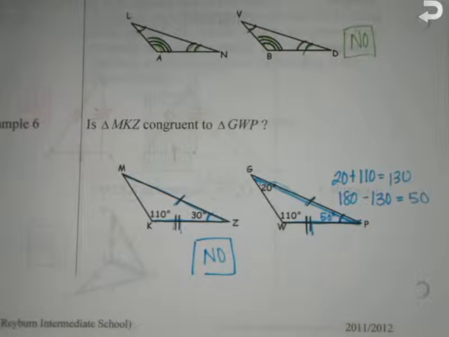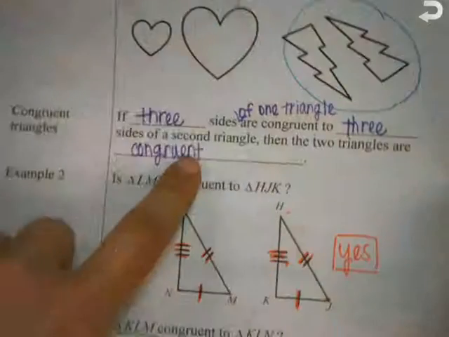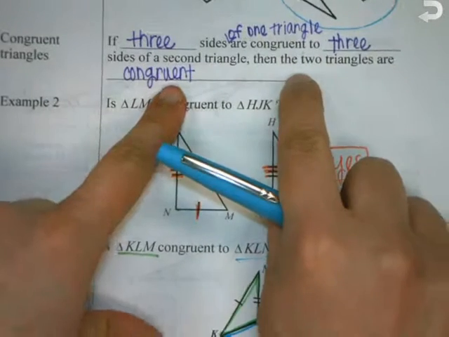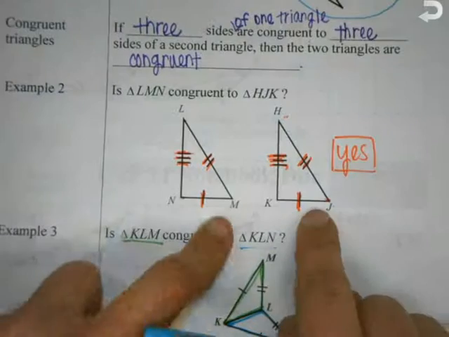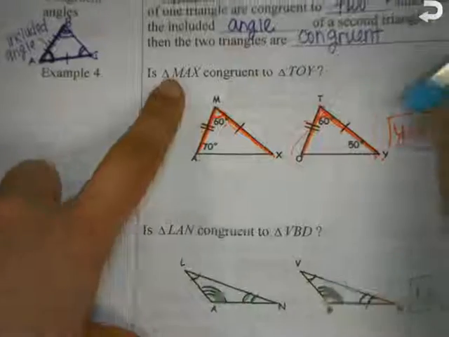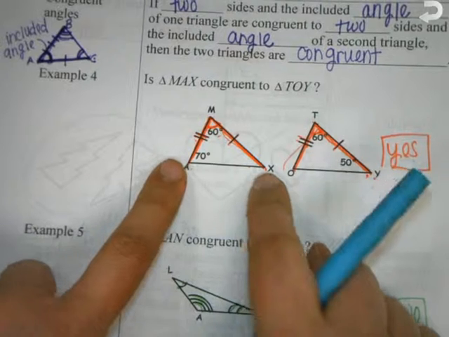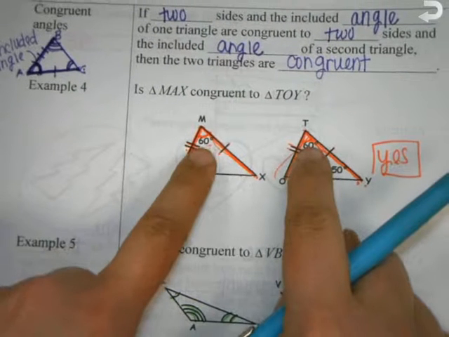Or the angles. If I have two sides that are the same, and the included angle is the same, then they're also congruent. So there's two ways. Doesn't matter if all angles are the same size. If we don't know anything about the sides, we cannot make a statement about it. Okay?